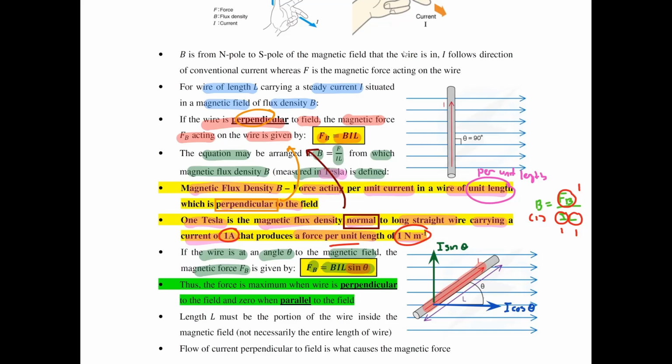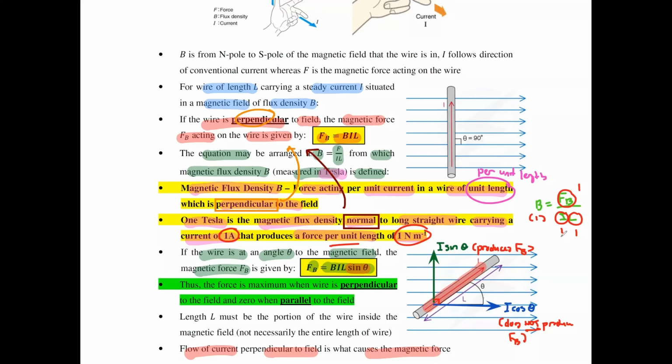Now, the current flowing parallel to the field, I cos theta here, does not produce your magnetic force. Whereas it is the current flowing perpendicular to the field that is actually producing your magnetic force. So I sine theta here produces your magnetic force, okay?